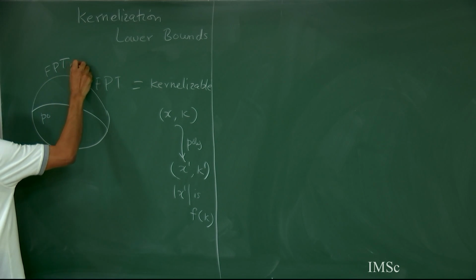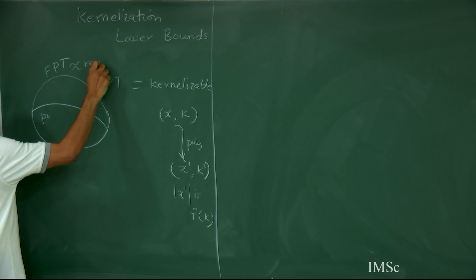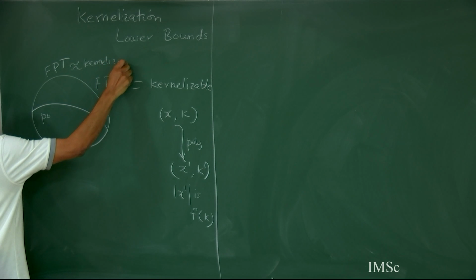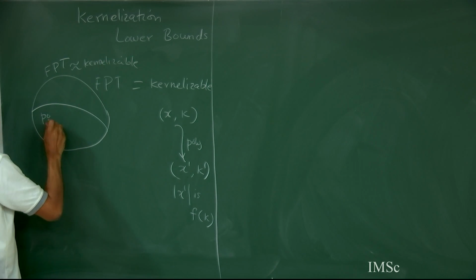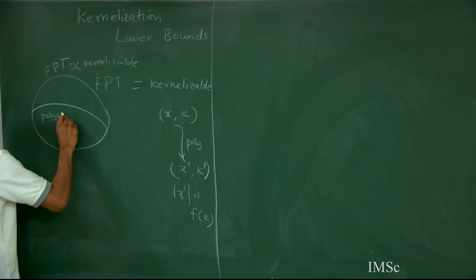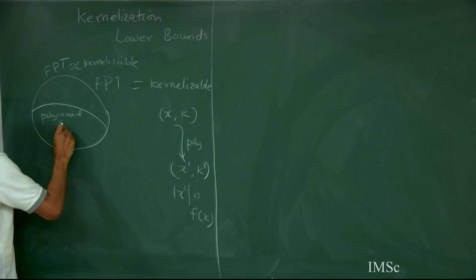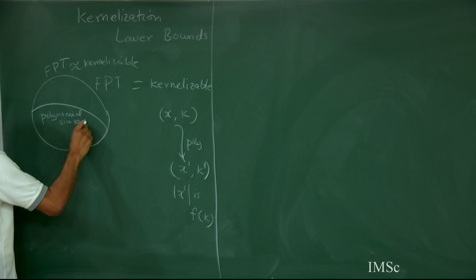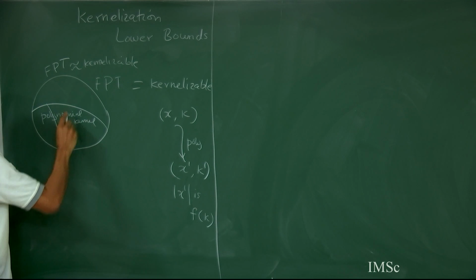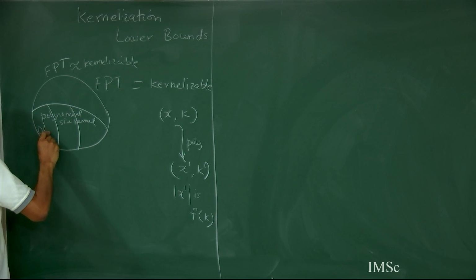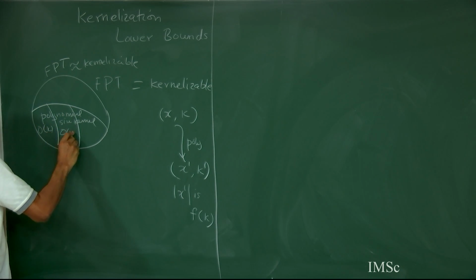Okay. So, FPT is the same as kernelizable. All of these problems have some kernel, but now you can talk about polynomial size kernels. And you can even break this down further and say order k kernel, k square kernel, and so on. Okay.